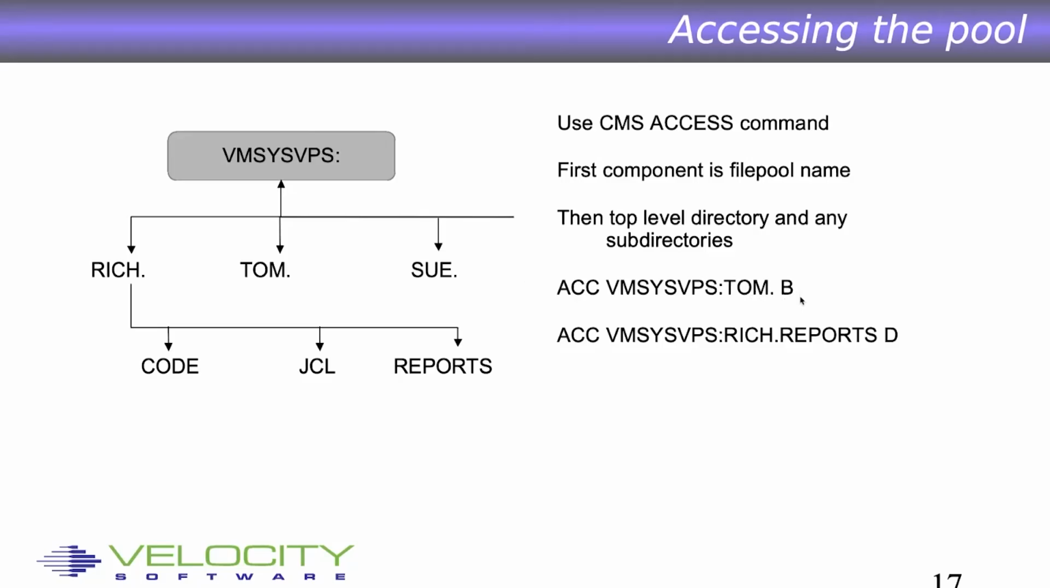So if I use a filelist or a listfile or copy or whatever, anything referencing B will come from Tom's top level directory. Subsequently, if I want to access a level down, I would specify the directory name after the period. So rich.reports is a directory under my file space, and I am accessing it as D. If you put a period on the end, it probably doesn't matter, but I typically don't because it isn't required.